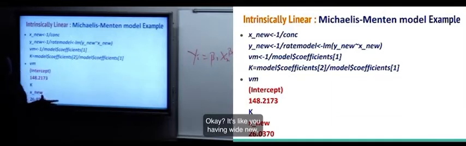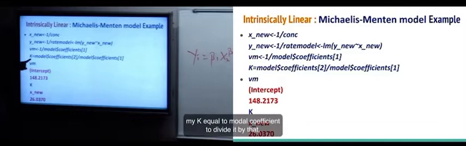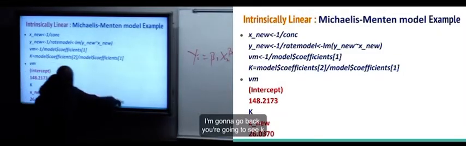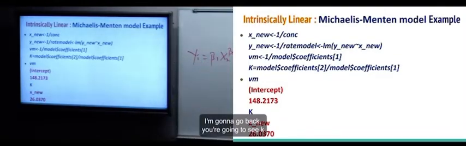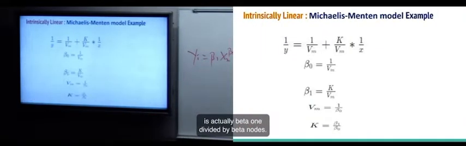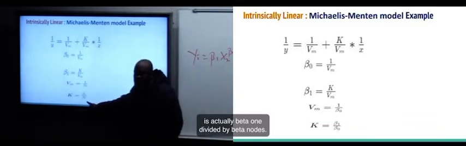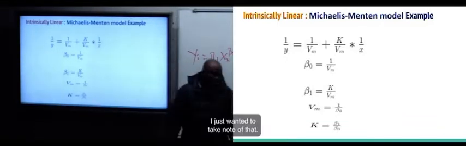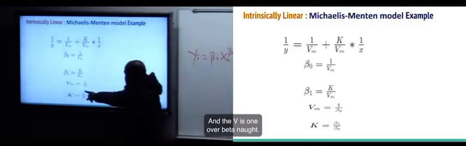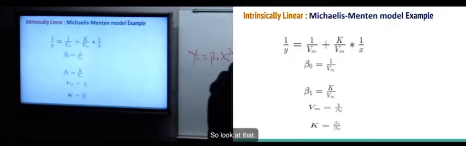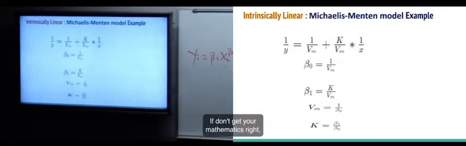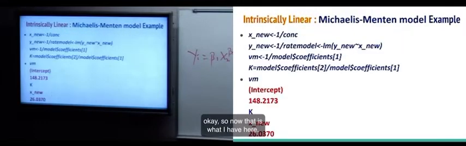It's like you have a y new, you have x new, and of course, how do I know that my K equals the model coefficient 2 divided by that? I'm going to go back. You're going to see K is actually beta 1 divided by beta naught. You see that, right? I just wanted you to take note of that. And the V is 1 over beta naught. So look at that: if you don't get your mathematics right, you may not be able to do the coding well. So that is what I have.